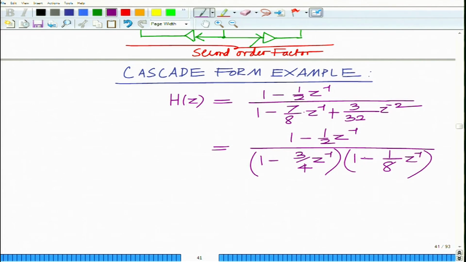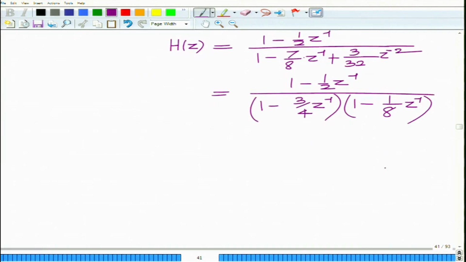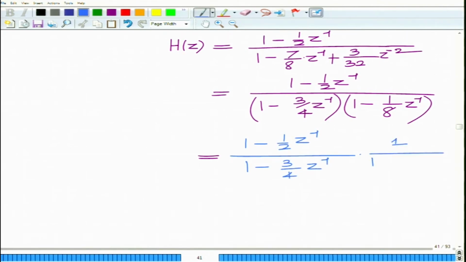And therefore, I can write this as two factors. One is a first order factor, 1 minus half z inverse over 1 minus 3 by 4 z inverse, separating this into two factors. In fact both of them will be first order factors, times 1 over 1 minus 1 by 8 z inverse.